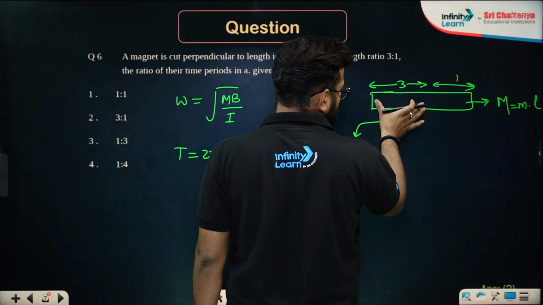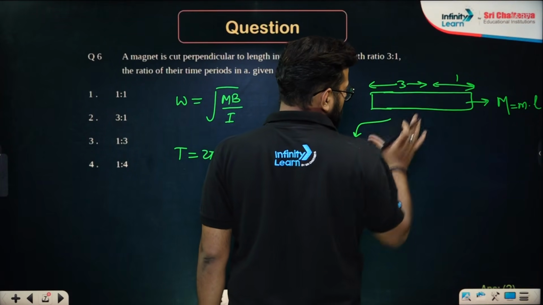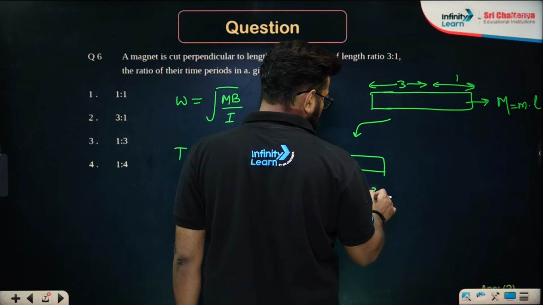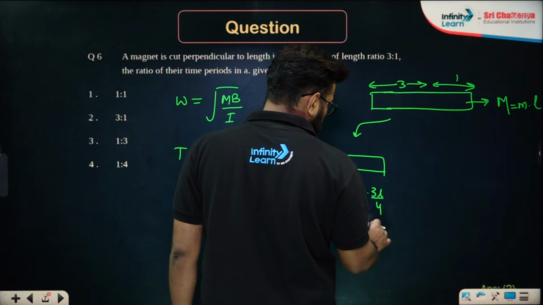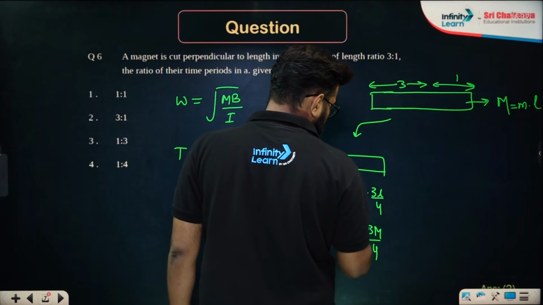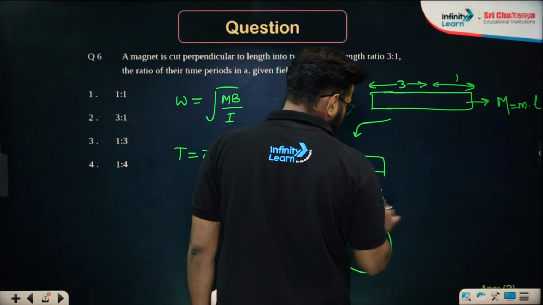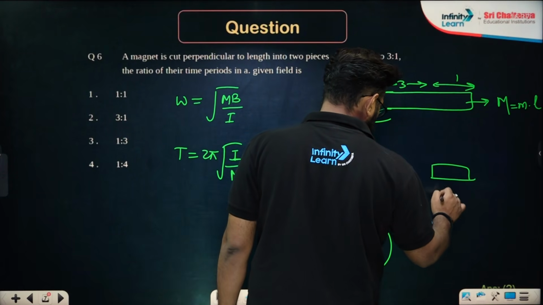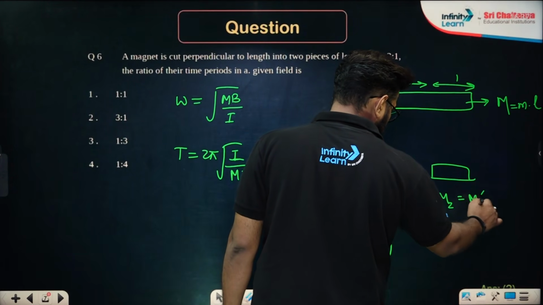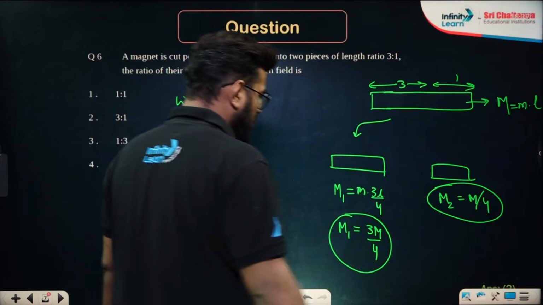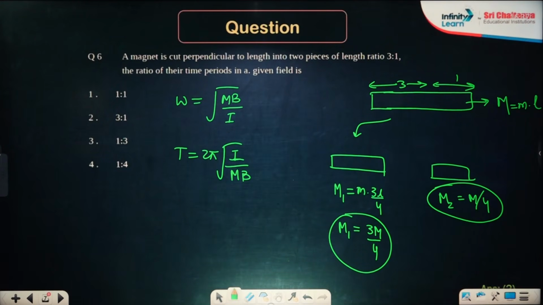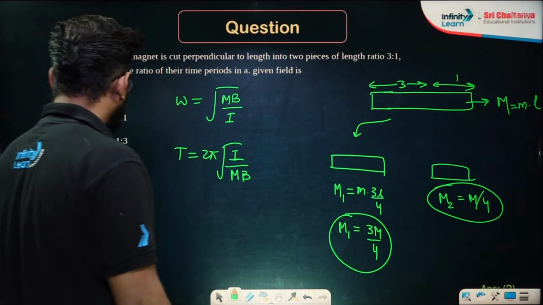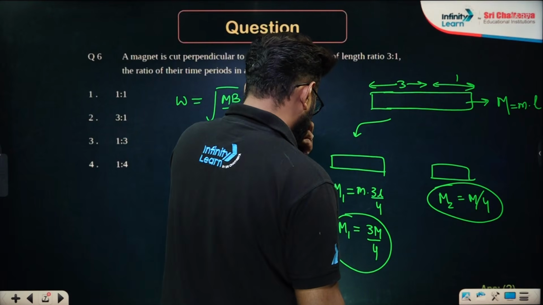If you consider the ratio, this is going to be 3L by 4 and this is going to be L by 4, correct? So it will be 3L by 4. That turns out to be 3 times M by 4. This is going to be M1 and the M2 over here, the smaller one, will be M by 4, right? So the magnetic moment is changing over here, right?